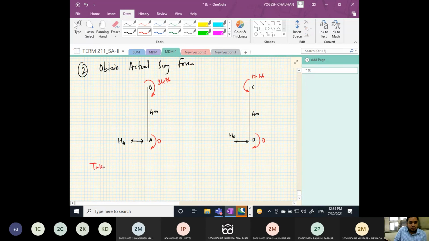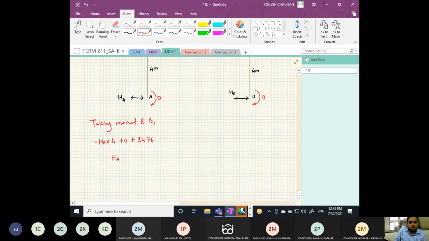Taking moment at B, you will have minus HA into 4 plus 0 plus 24.76. So you will get the value of HA. HA comes out to be 24.76 divided by 4, that will be 6.19 kilonewton. It is acting from left to right because it is positive, matching the sign we assumed.